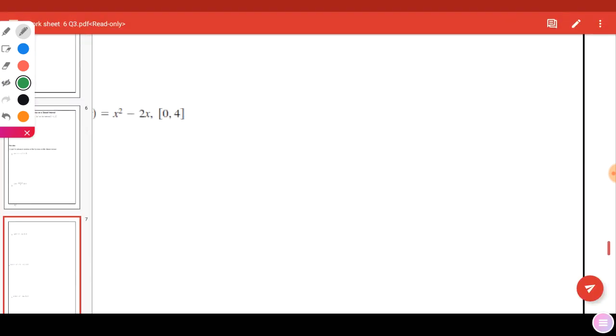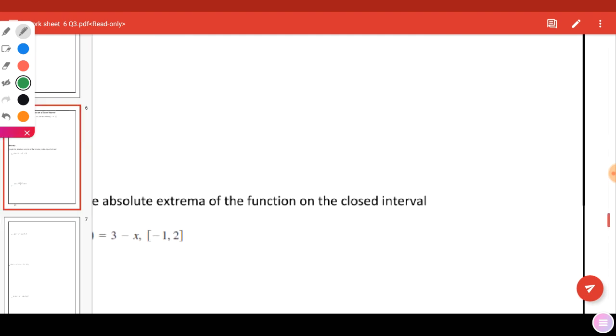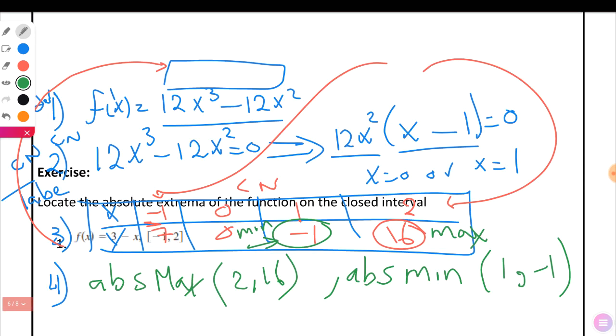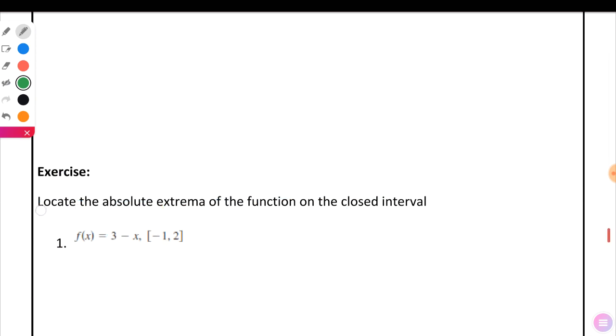Here you can solve the rest. It's so easy. But here, if I say locate, someone may ask me, Miss, what is the meaning of locate? Locate here means the ordered pair x and y at which the function has an absolute maximum or absolute minimum.